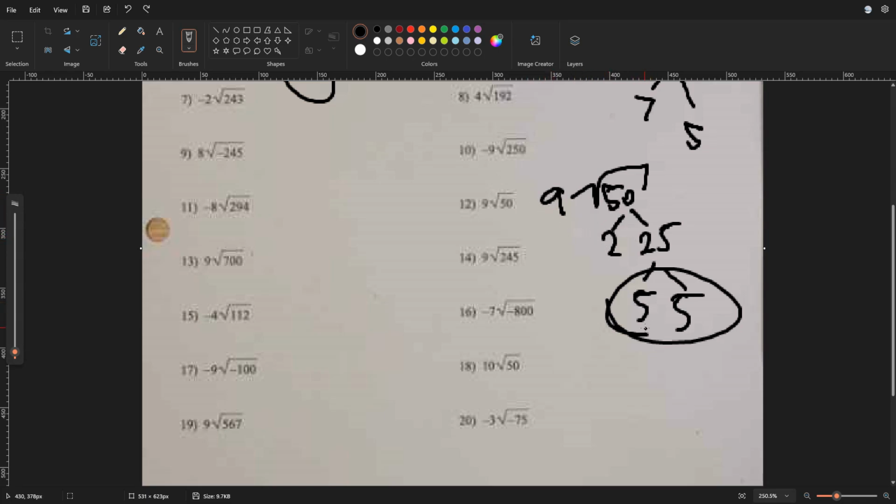So what we can do is take this group of 5 and multiply it by the coefficient. So for 12, our answer is going to be written as 9 times 5, 45. And then we have the remainder of 2 underneath the radical. So it's going to be 45 times the square root of 2.